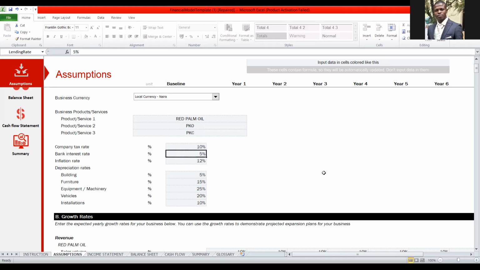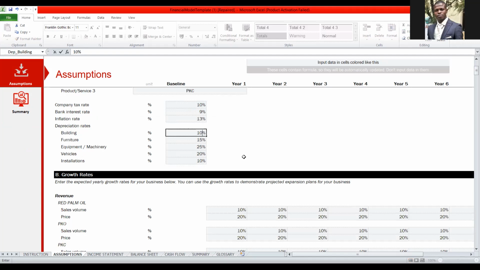Bank interest rate is 9%. Then inflation rate is roughly about 13%. Depreciation rate, let's use 10% for depreciation. So depreciation for building, let's say 10%, that's if you are going to be building. For furniture and fittings, let's leave it at 15%. For equipment, let's leave it at 10%. Then vehicles, let's leave it at 10%.